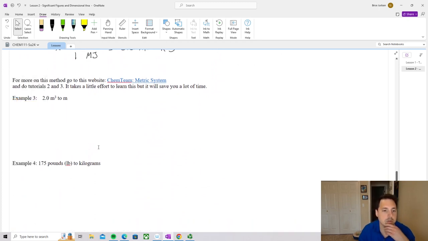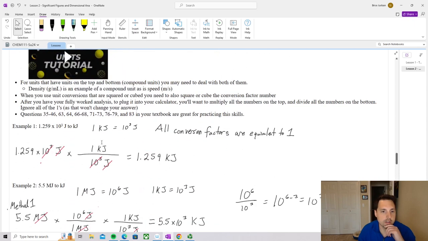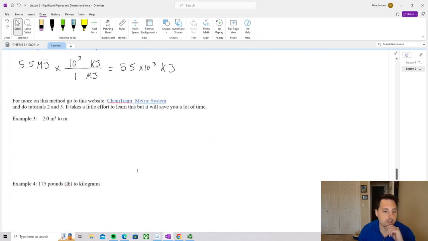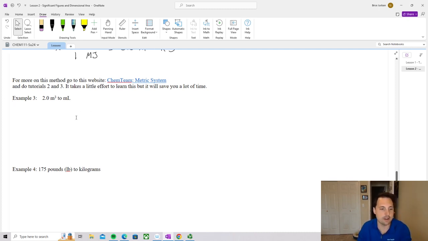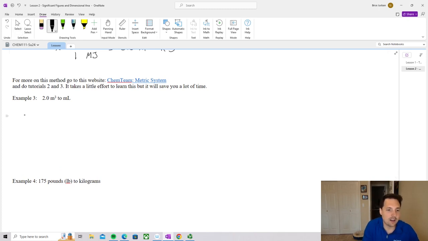Let's do a couple more problems. So this one here is going to be looking at values that are cubed or squared. So here I have 2.0 cubic meters, and I want to convert this to milliliters. Can't convert a volume to a mass. I knew that was wrong when I wrote it down. All right, so how do I convert between a cubic meter and a milliliter?